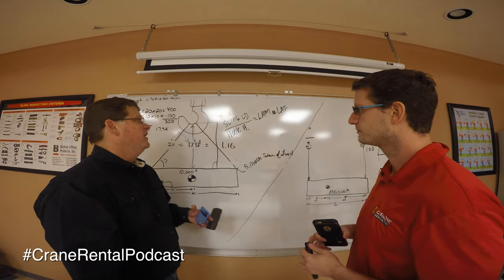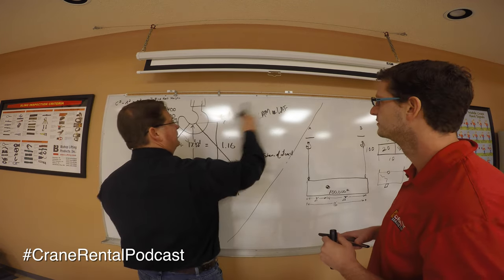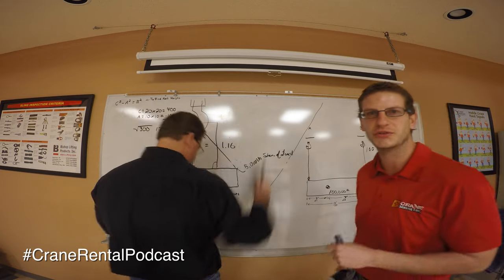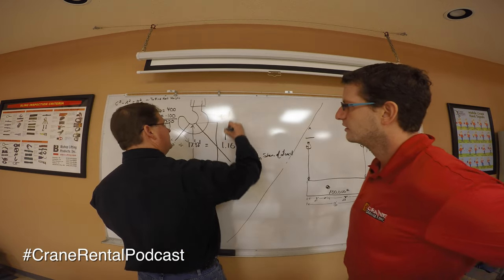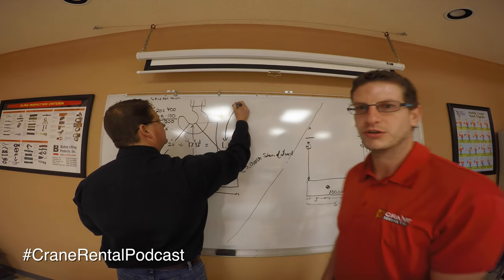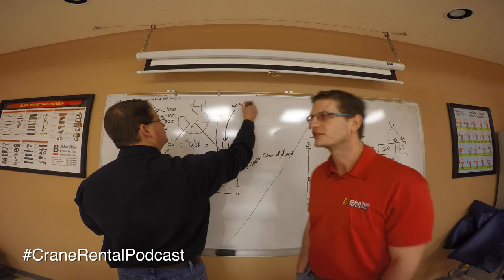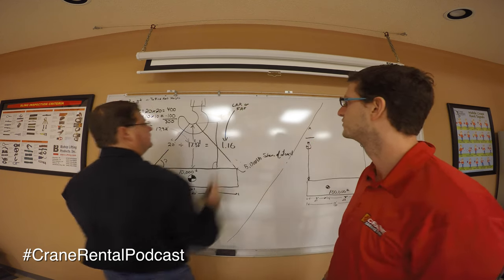Now I'm gonna erase your stuff here. That's just for visual sake, of course. So this number represents, what is that number, Chris? This is our load angle multiplier, or as Todd said, our load angle factor. Both mean the same thing, just different terminology.